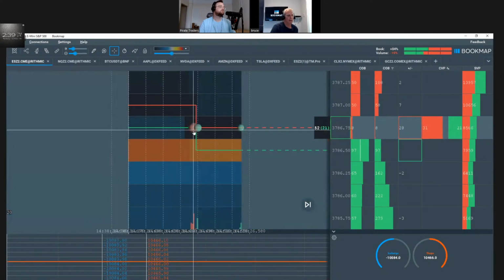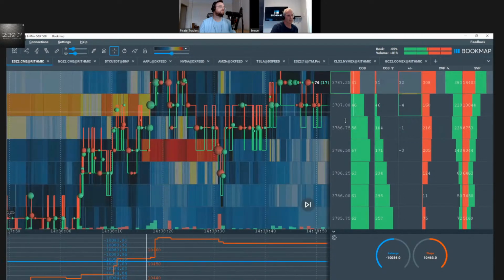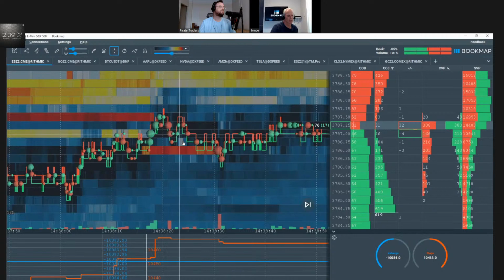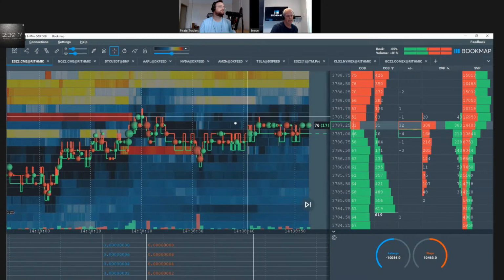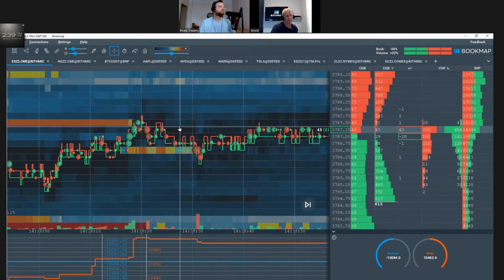Now, when we zoom out and look at this kind of structure here, it's pretty low time frame. We're looking at 10 seconds between each vertical dotted line, and technically that's not microstructure, but it's pretty low time frame.